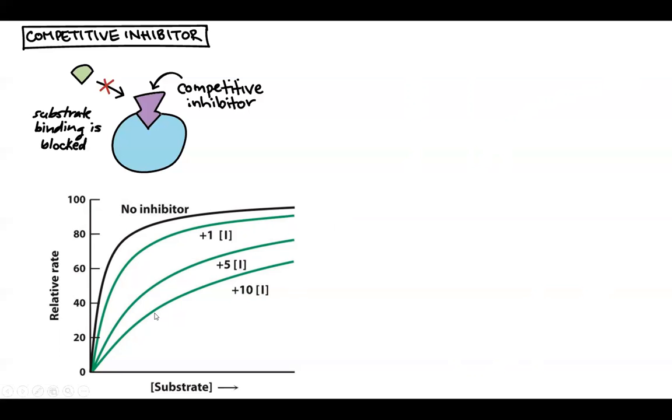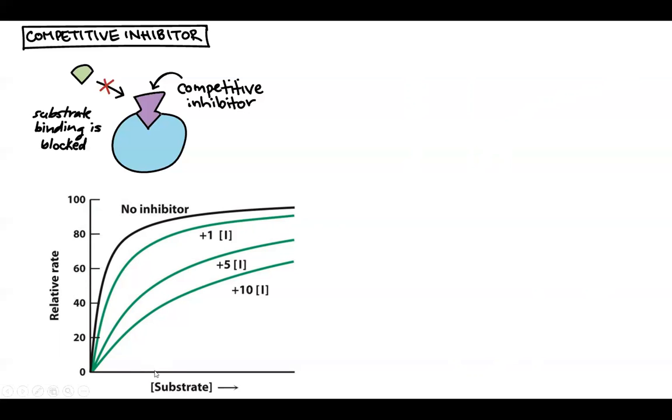And the Km, you can also visualize. If our Vmax is going to end up being somewhere around 100, we would want to look around 50 to find our Km. Read over. Here would be our Km. Whoa, Km way over here now.